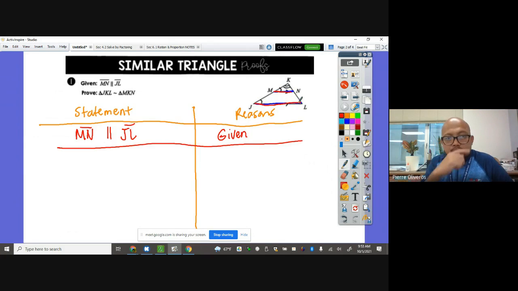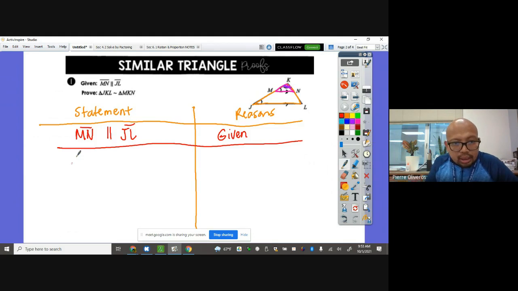But before anything else, what are we trying to prove? We're trying to prove that triangle JKL, the orange big one, is similar to triangle MKN, the pink one. We know that they share something. What are they sharing? The two triangles share the same angle, angle K, right?